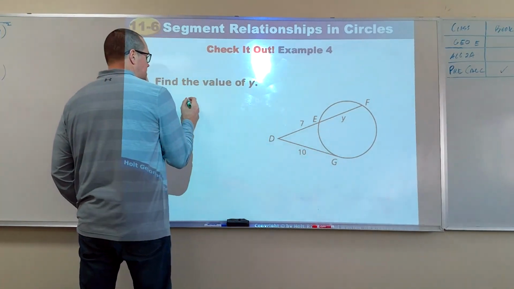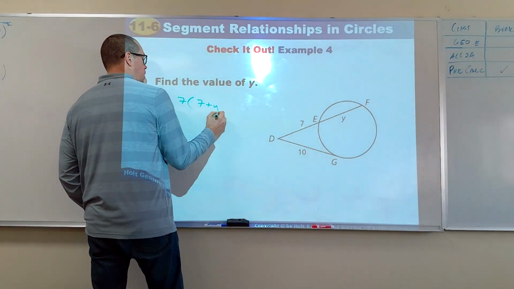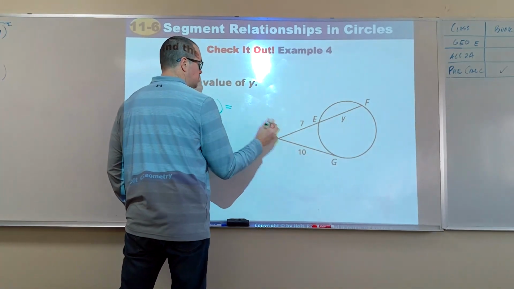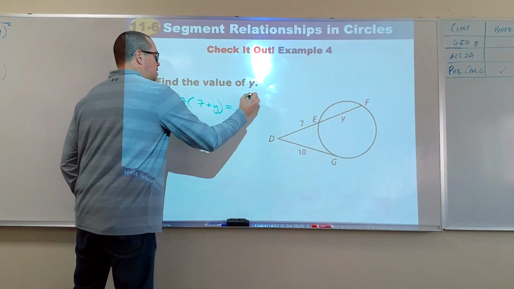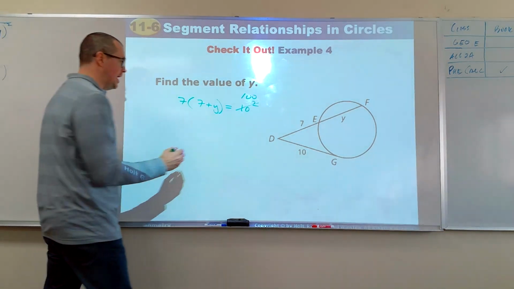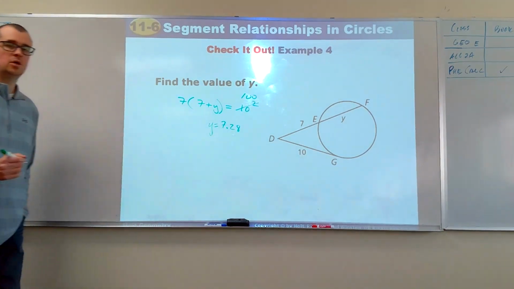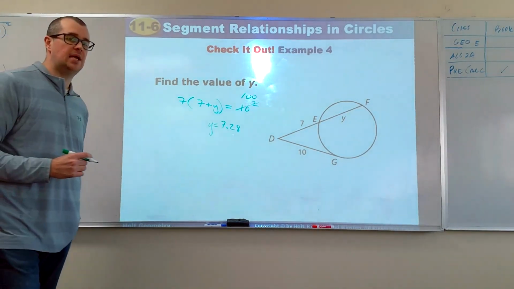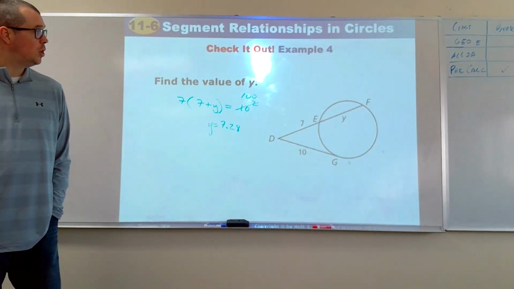The outside would be 7 times the whole thing, 7 plus y, equals the tangent, which is 10 squared. So that's 100. Then we can take 100 divided by 7 and then subtract 7. So that gets you down to y equals 7.28. So whole times outside equals tangent squared if you're given a secant and a tangent. Okay?